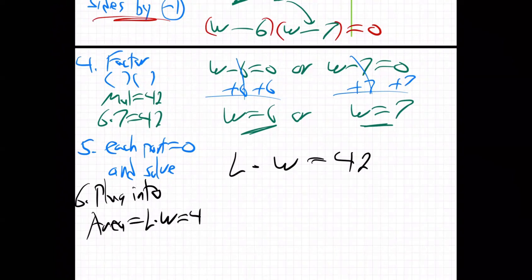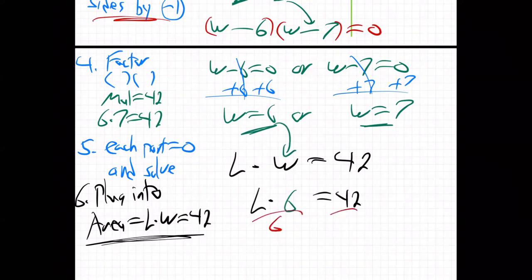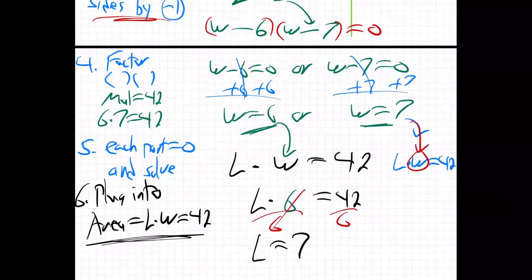Right, so I'm going to plug in the width of 6. So what do I get if I do that? I get length times 6 equals 42. So if you divide by 6, boom, length is 7. Now over here, it's going to be the same thing. Length times width is 42. If you plug in the width is 7, you get length times 7 is 42. Divide by 7. Boom. Length is 6.